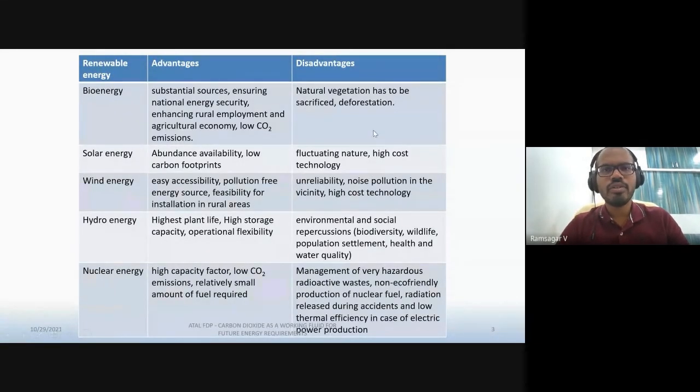So like that, you can minimize or find alternatives for the disadvantages of these green energy sources. If you do that, we can make power production from these green energy sources a sustainable option.